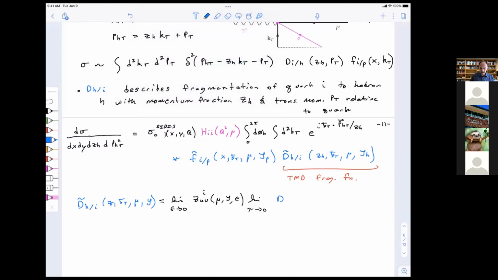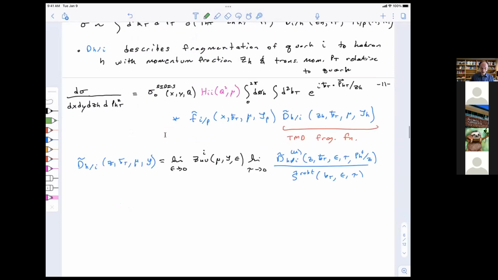And it's got unsubtracted D sub u, z, bT, this is bare, so epsilon, tau, and some, this time it's p_h plus divided by z. And then there's some subtraction for the double counting, just like before. And then there's some soft function that I didn't fit on the line. I'll put it down here, square root. So it's a very similar formula, essentially the same.